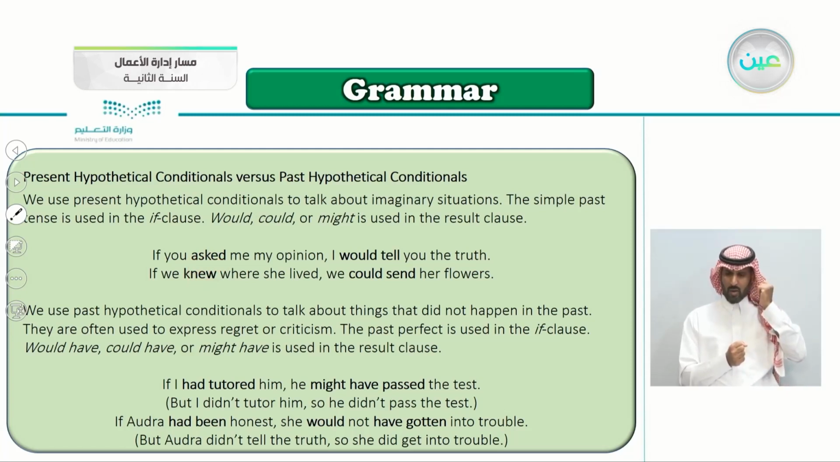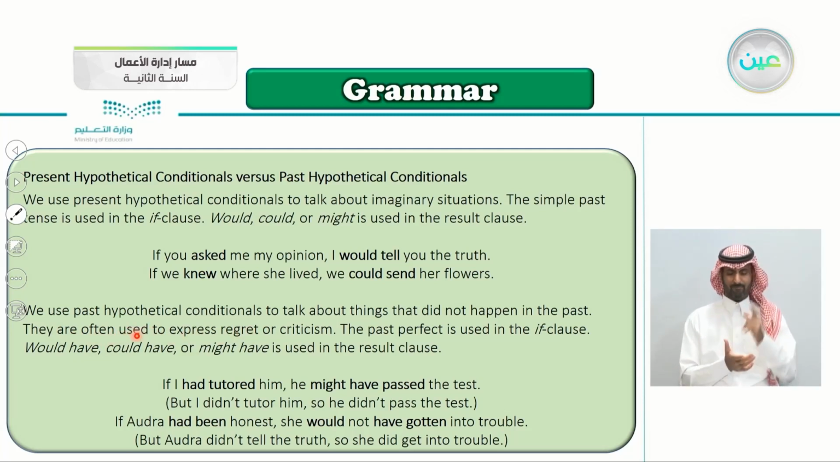So let's jump to the past hypothetical conditionals. We use the past hypothetical conditionals to talk about things that did not happen in the past. So now we're talking about the past, but we're talking about things that did not happen in the past. Things didn't happen. They are not real. They are often used to express regret.